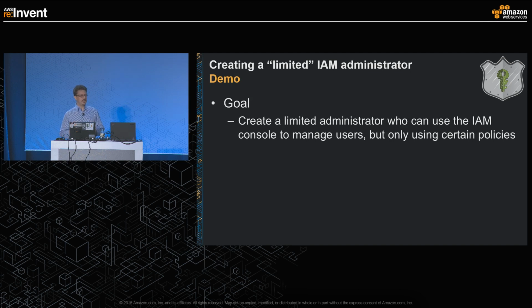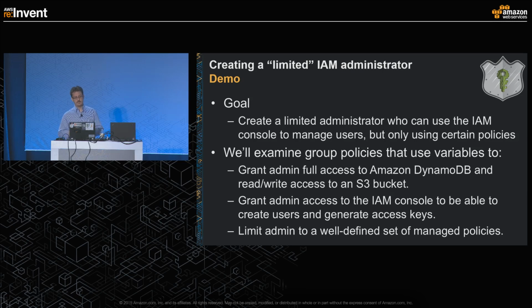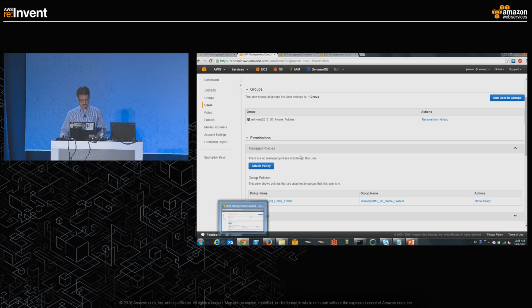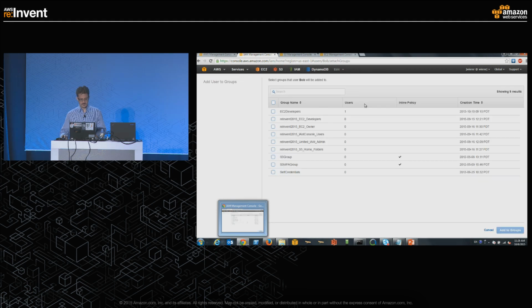But you don't want Bob creating real administrators with full rights. You only want Bob to be able to assign permissions that are specific for your project. This is where managed policies come in. So what we're going to do is create a group of policies that use variables, and I'm going to grant Bob access to a couple of policies, and he's going to have the ability to go into the IAM console and create users, and he can only set permissions using those two policies. So once again, I'll switch over here, and I'm going to remove him from this group, and I'm going to add him to another group.